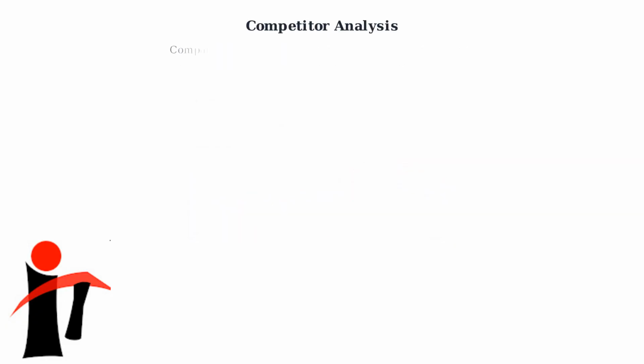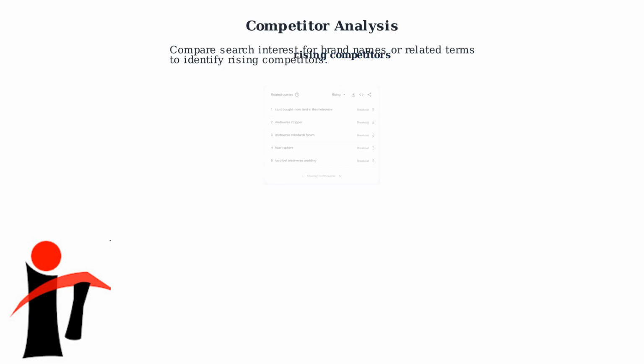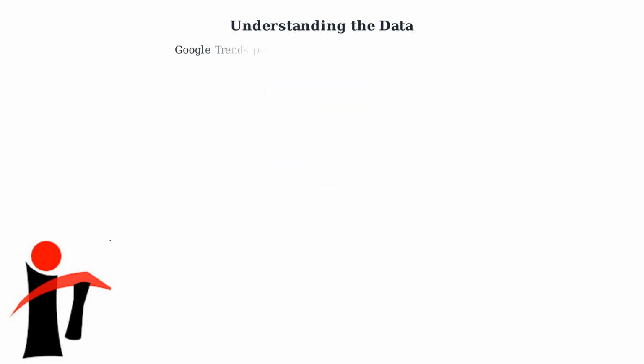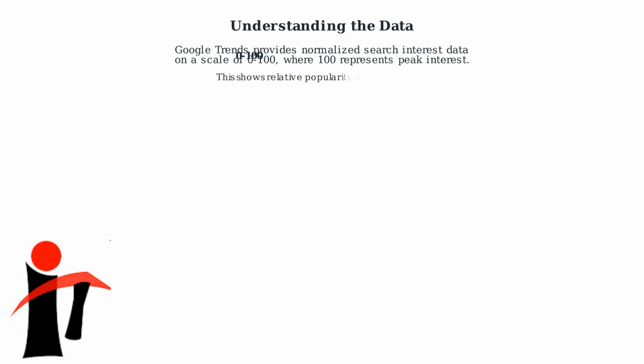For competitor analysis, compare search interest for brand names or related terms to spot emerging competitors in your market. The data from Google Trends is normalized on a scale from 0 to 100, with 100 indicating peak interest. This allows insights into the relative popularity of different search terms.